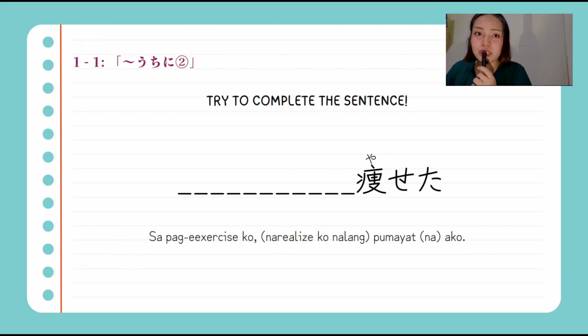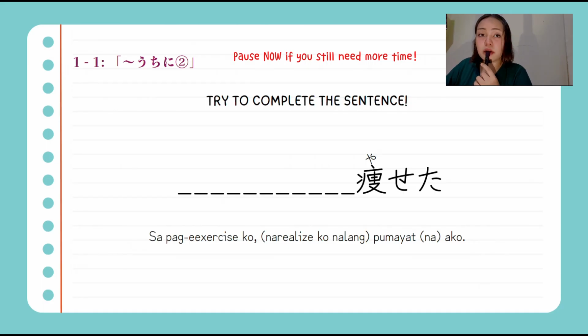So, itong si uchi ni, very, what do you call this? Pittari, no? Very fusawashi. So, dito sa sentence na to, talagang uchi ni po ang tamang usage dito. Okay? So, dito, sa pag-exercise ko, na-realize ko na lang na pumayat na ako. So, how will you complete this sentence? I will give you 5 seconds to think about it. Pause the video if you still need more time. Okay?